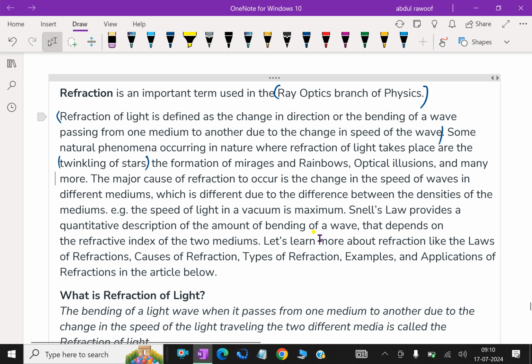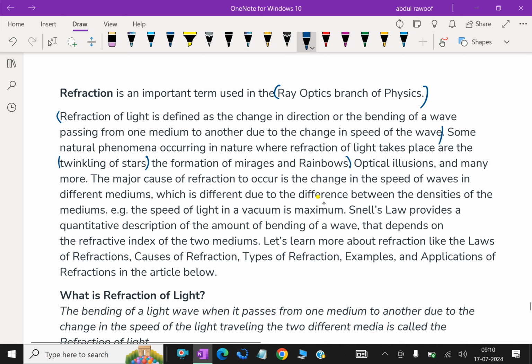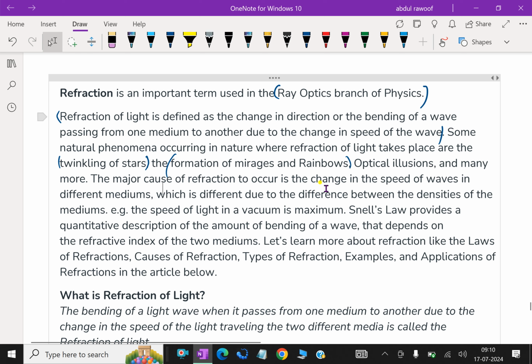the formation of mirages and rainbows, optical illusions, and many more. These natural phenomena happen due to refraction of light: twinkling stars, the formation of mirages and rainbows, and optical illusions.